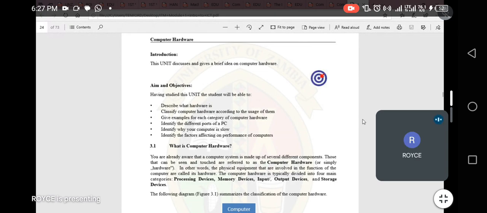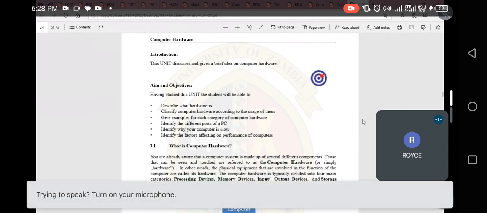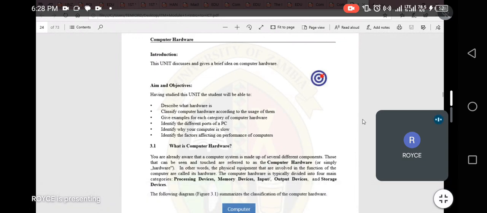Okay, I'm just going to explain what a computer hardware is, then we shall proceed. Computer hardware, basically, refers to all the tangible parts of a computer, everything that you are able to see and touch. That with regards to a computer is called computer hardware. All the physical equipment involved in order for a computer to function is referred to as computer hardware.